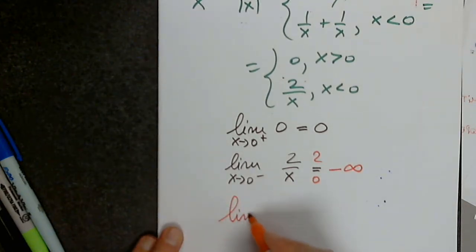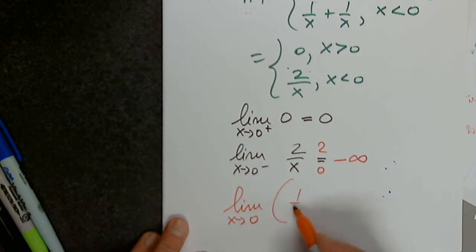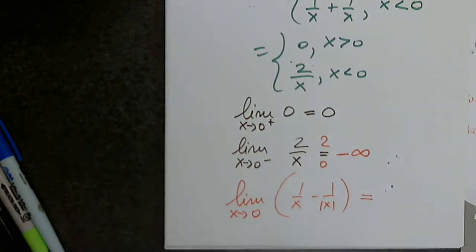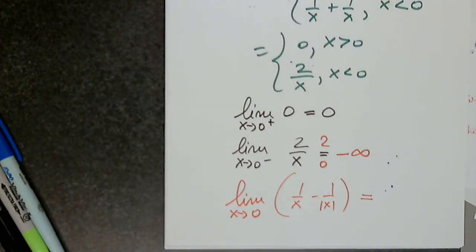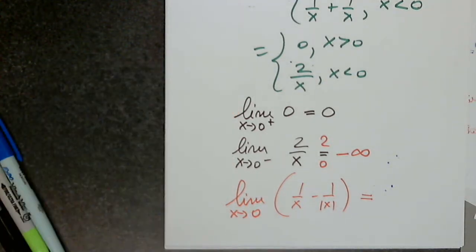The question was, limit as x approaches 0 from either side of 1 over x minus 1 over the absolute value of x. What would you write? I had to determine both. I was asked to determine the limit from either side, and I had to determine the left limit and the right limit. What will you say from either side? 0.